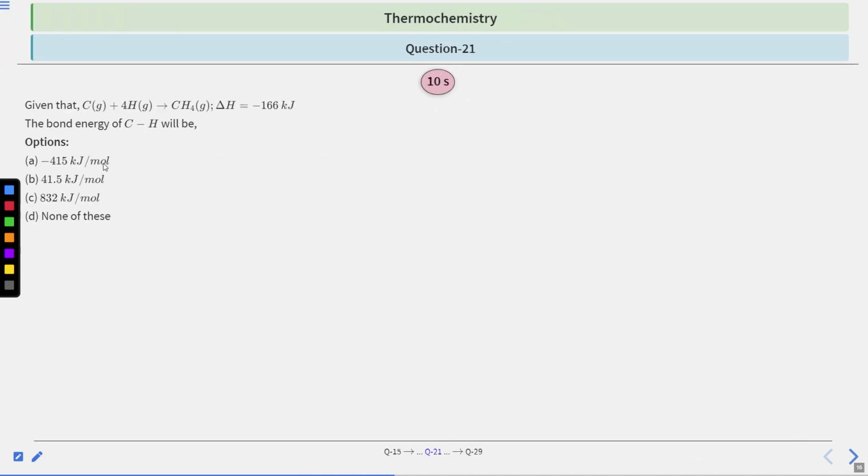Let's move to question number 21. Given that C plus 4H will give you CH4, so del H for formation of CH4 is minus 166 kilojoule. The bond energy of CH will be. Options are minus 415 kilojoule per mole, 41.5 kilojoule per mole, 832 kilojoule per mole, or none of these.